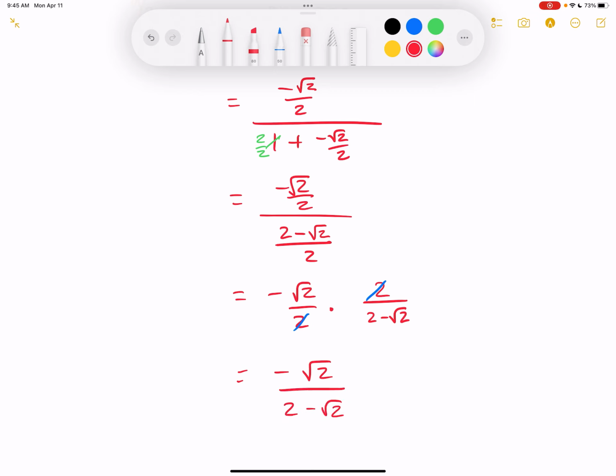But that's not allowed. Why? There's a radical on the bottom. So how do I get rid of it? You multiply the top and bottom by 2 plus root 2 over 2 plus root 2. Okay, so I'm going to do that.